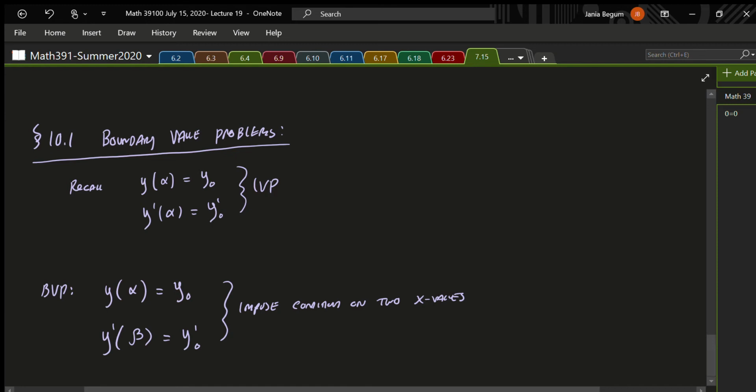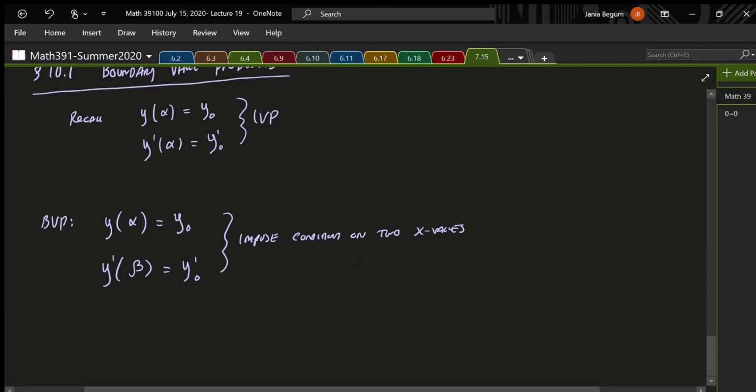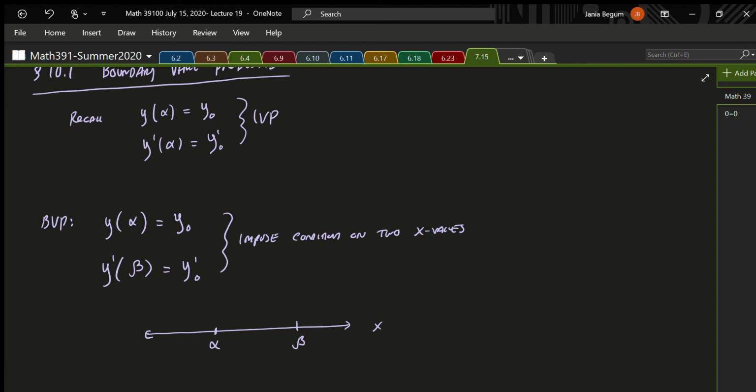So you're looking at a boundary. Suppose this is your x direction. We're looking at how the function or the derivative behaves at this x value, and how the function behaves at this other x value. So we're looking at two different boundary points. That's what we call a boundary value problem.